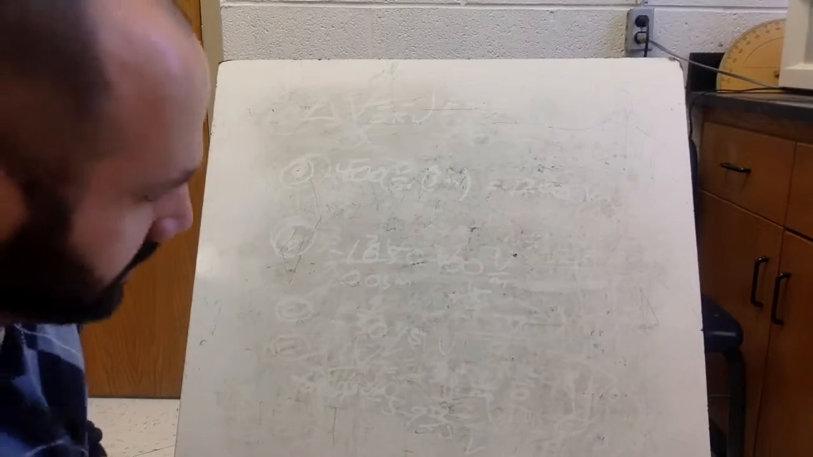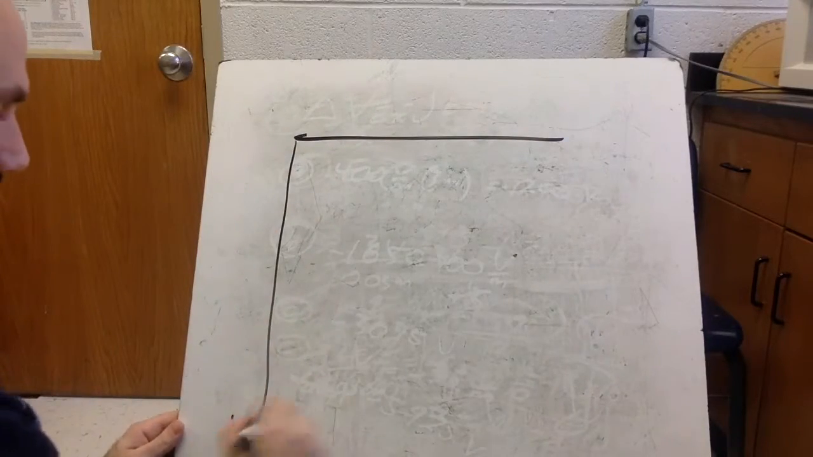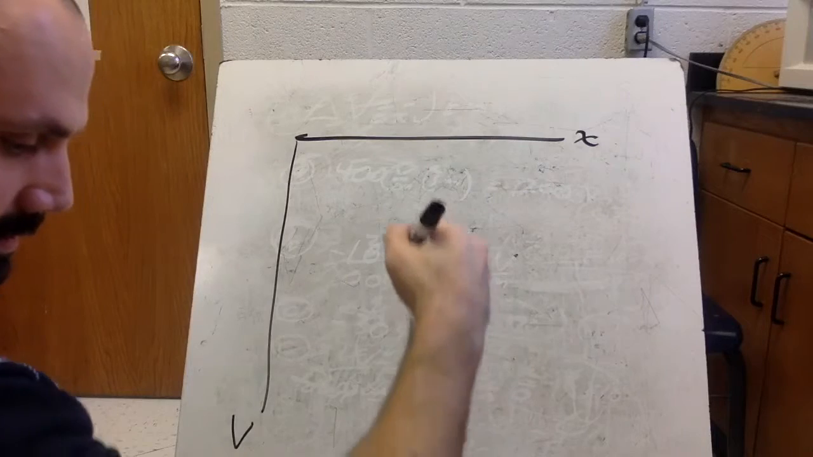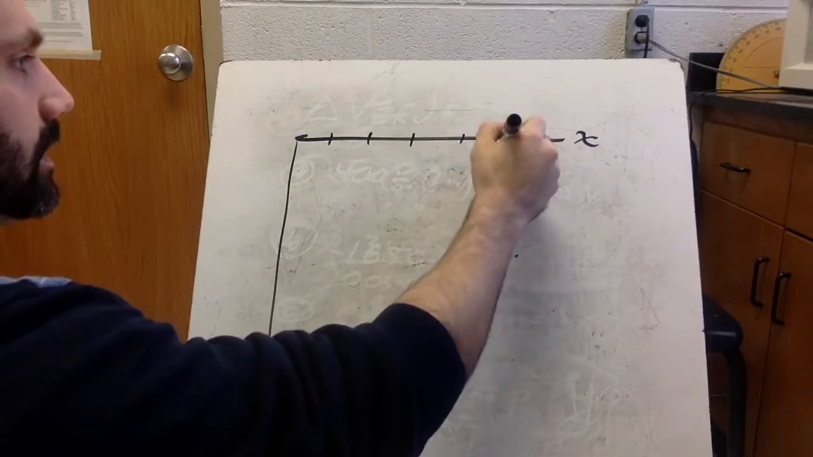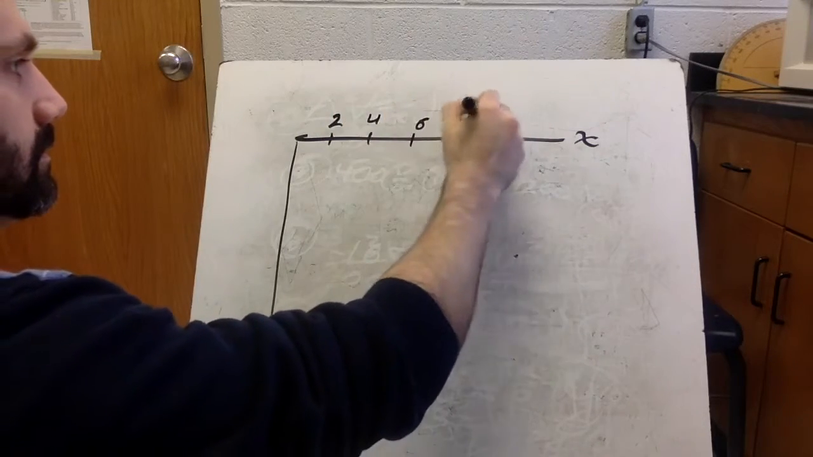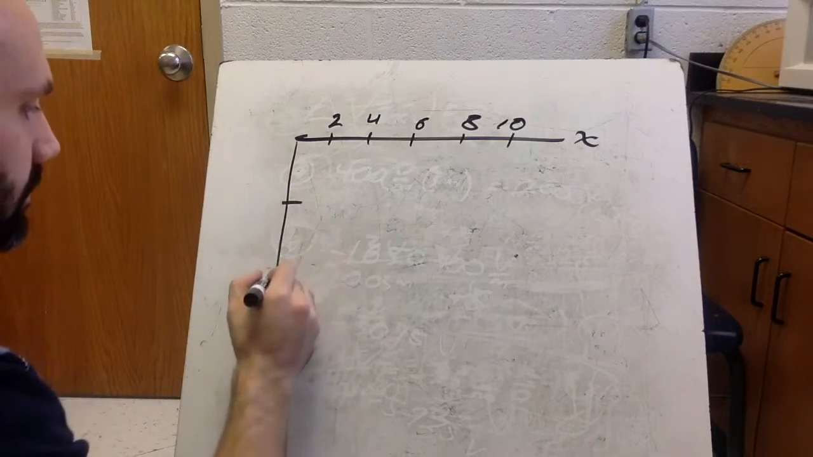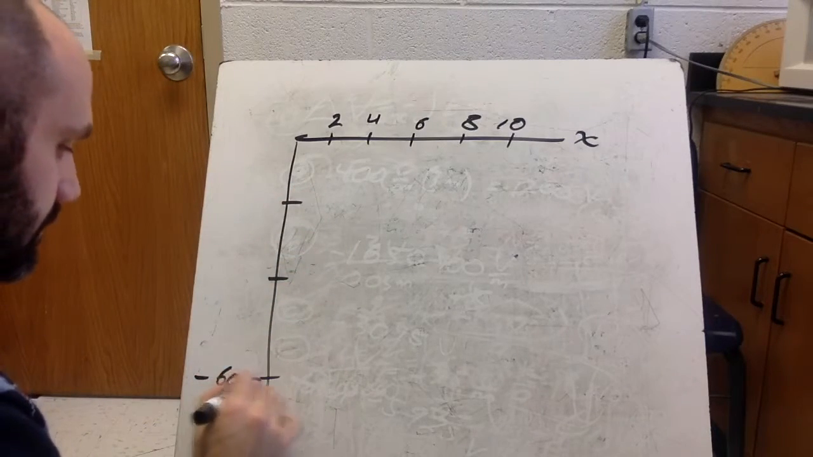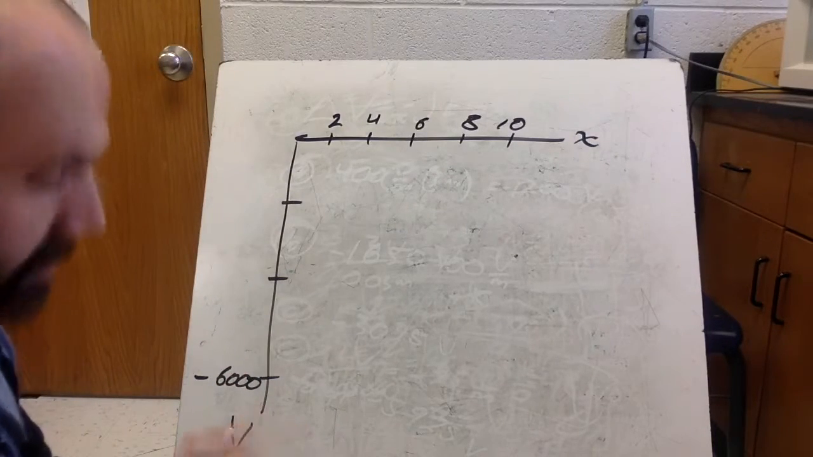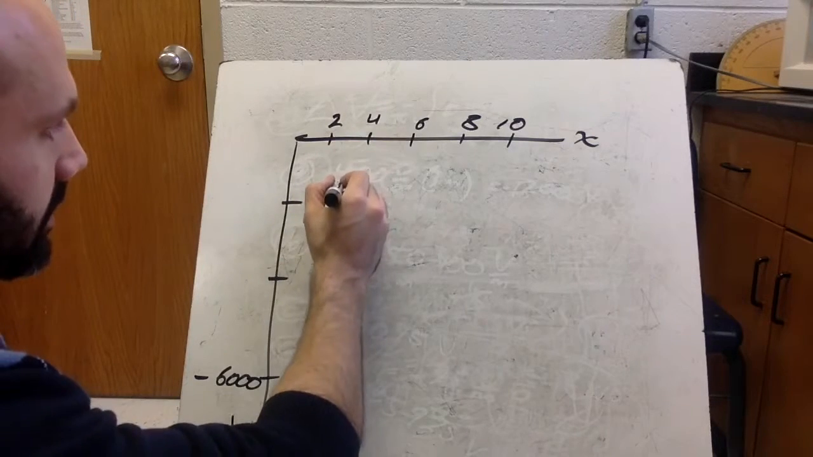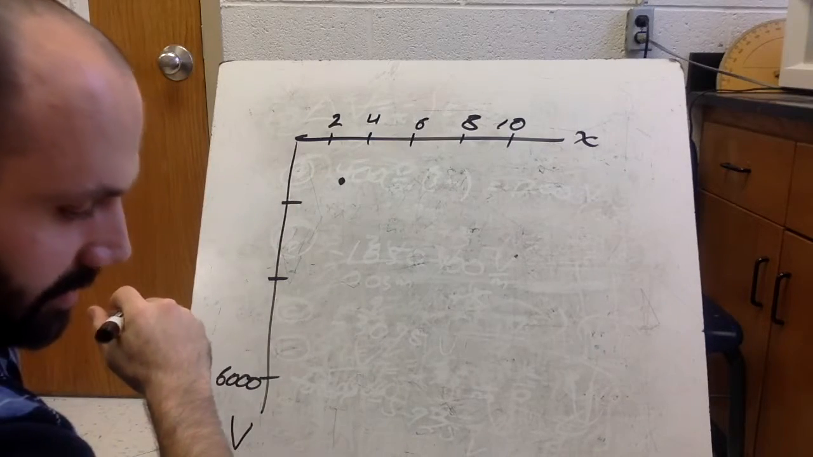So if I have, this will be a negative graph, right? So here's V, here's x. We go all the way out to 10, so 2, 4, 6, 8, 10. And we can go down to about 6,000. So let's say this is 2, 4, 6, negative 6,000 volts. And so my first line was at 3. 3 was at about 1,200, right? So maybe about there.